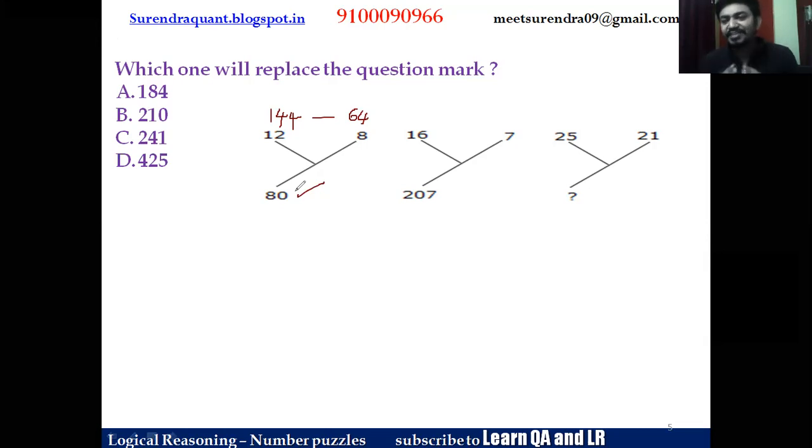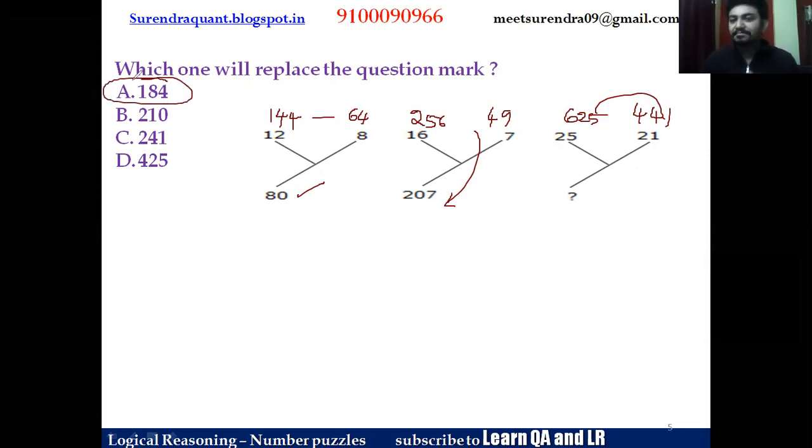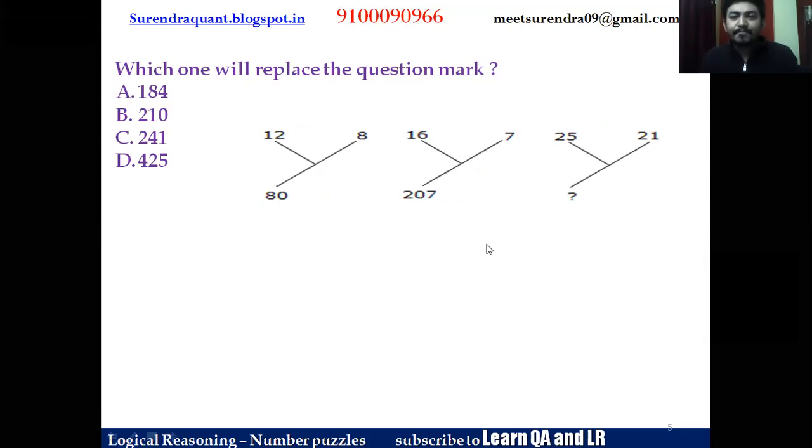Any modifications can be done. This is the modification. So 16 square is 256, 7 square is 49, difference is 207. 25 square is 625, 21 square is 441, and the difference is 5 minus 4 ending with 4. So 184 is the missing term. So difference of the squares. So similarly, you can have difference of cubes also possible. Anything, any changes can be done, right?